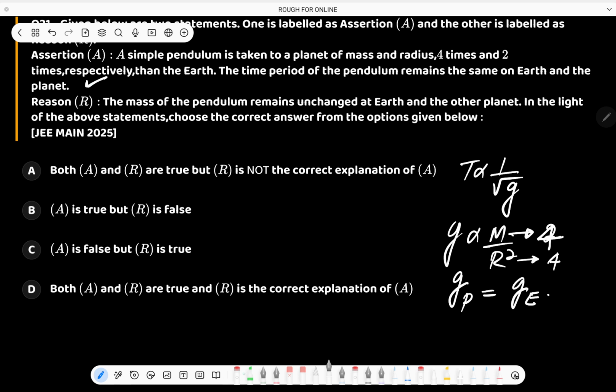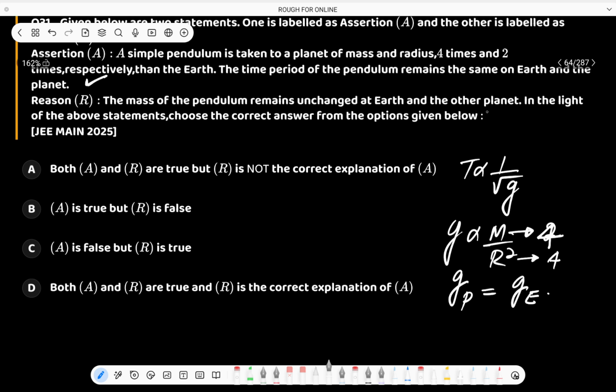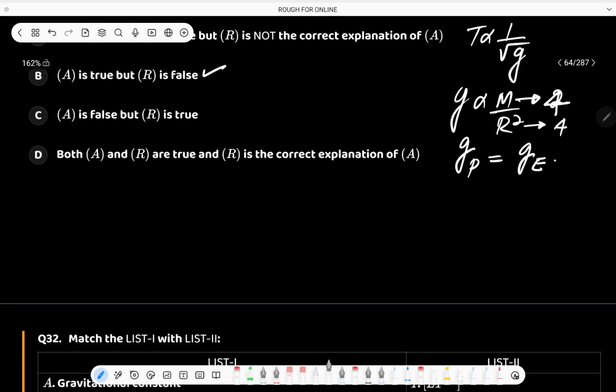Then what reason has been given? The mass of the pendulum remains unchanged at earth and the other planet, okay, which is completely incorrect, because acceleration due to gravity on 2 different planets can change, and as a result the time period will change, but the mass of the simple pendulum will always stay the same, whether the acceleration due to gravity on the 2 different planets is different or the same, the mass is not going to change, which implies that the second statement is incorrect. So that means the assertion is true but the reason is false. So the correct answer for this, beta, is option number B.